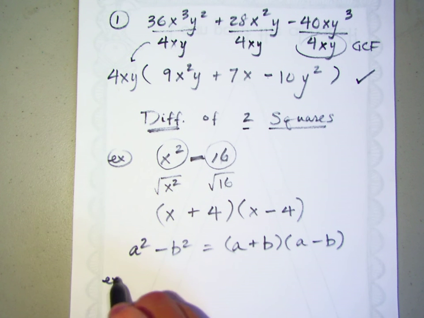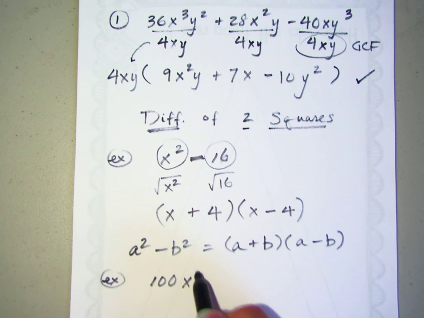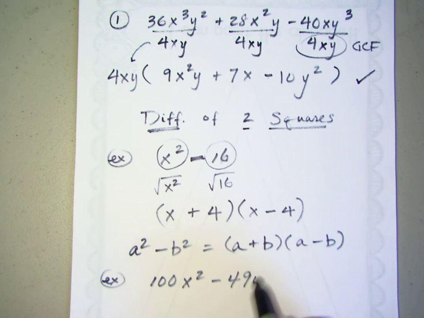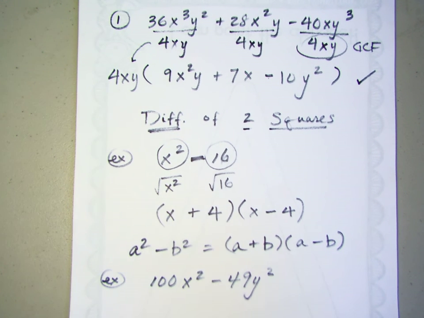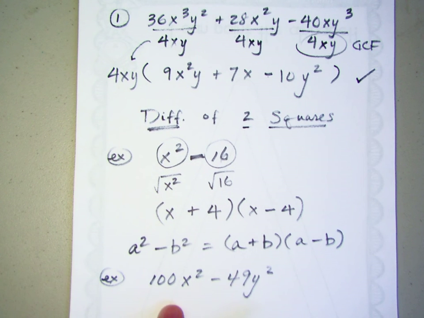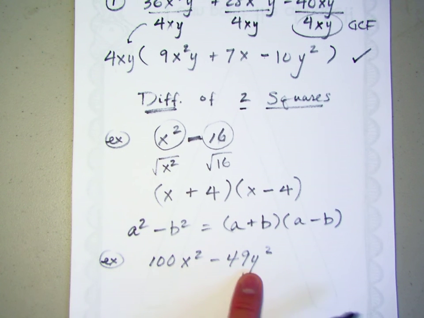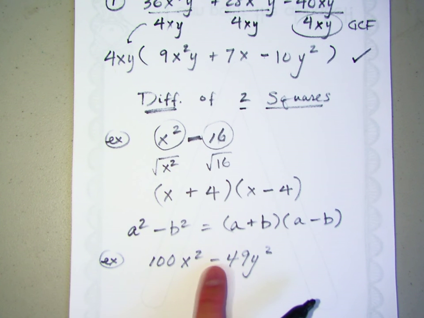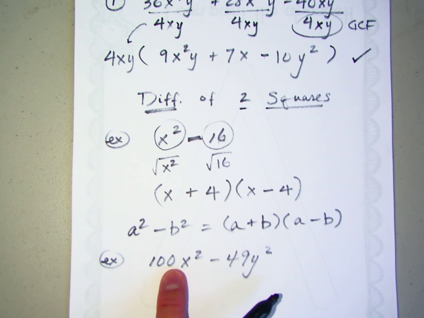So, 100x squared minus 49y squared. You're looking for a couple of conditions before you can continue with this problem. First thing, is it two terms? Yes, because I can't do a difference of two squares with more than two terms. Is there a difference, is it a subtraction? Yes. And are both the terms that I'm subtracting squares? Well, 100 is a square number, so is x squared, yes. 49 is a square number, so is y squared.